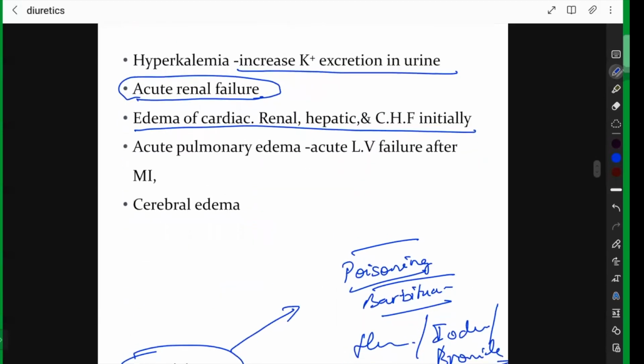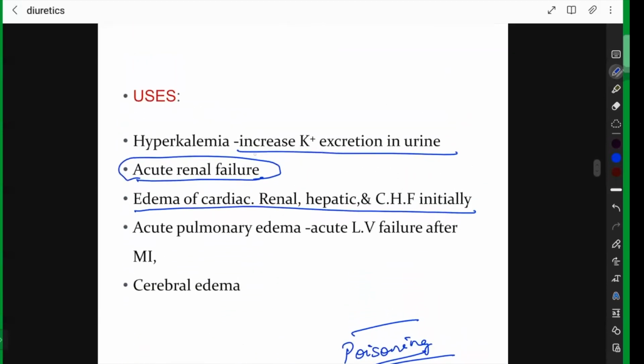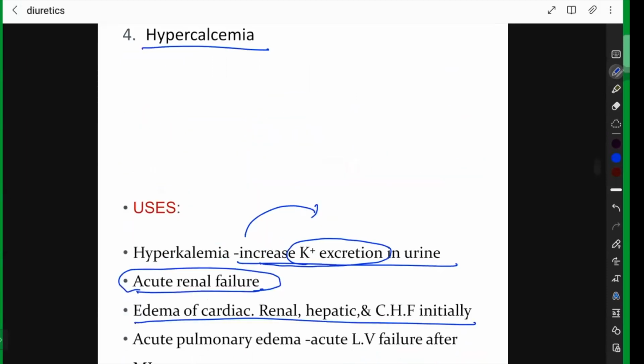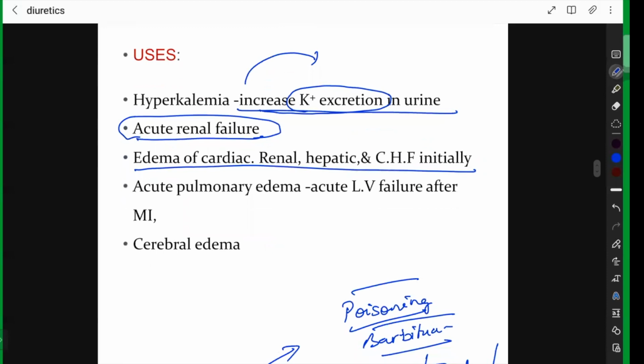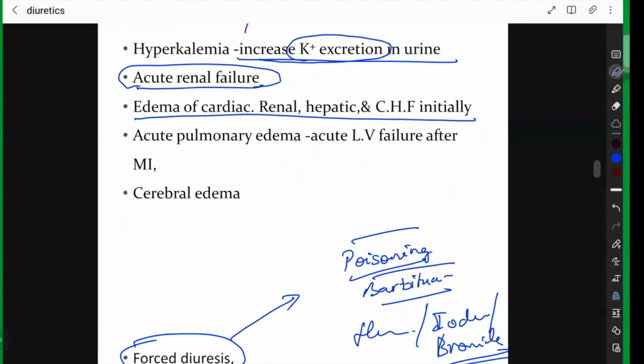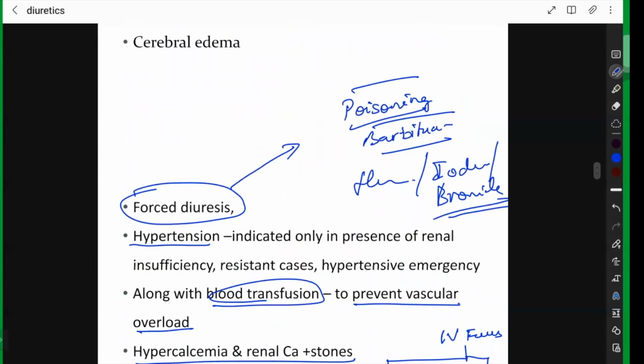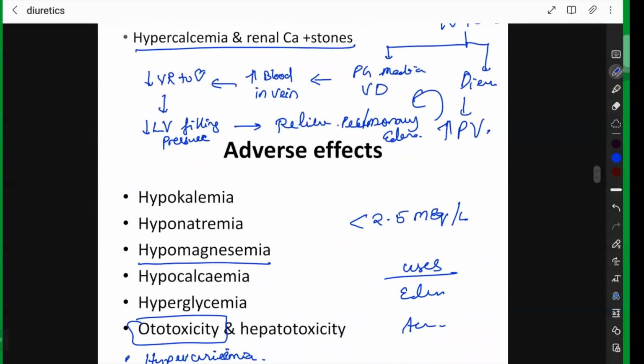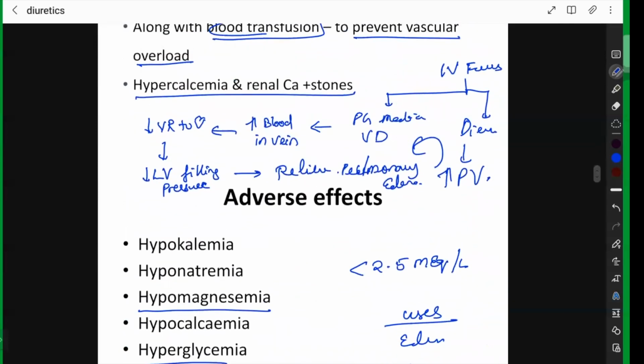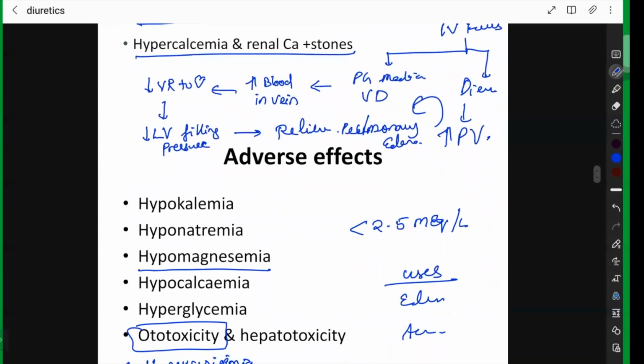So what are going to be the uses? Hyperkalemia, it increases potassium excretion, so hypokalemia will come. So the adverse effect is hypokalemia. In hyperkalemia you can give it, in cerebral edema, acute pulmonary edema, etc. What are the adverse effects? I'll tell you. The adverse effect is that hypokalemia will come.